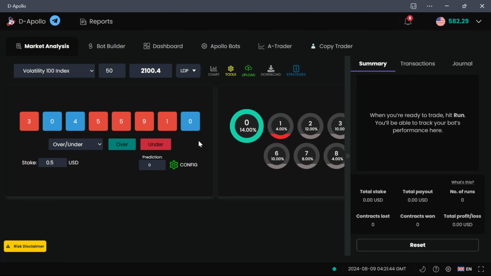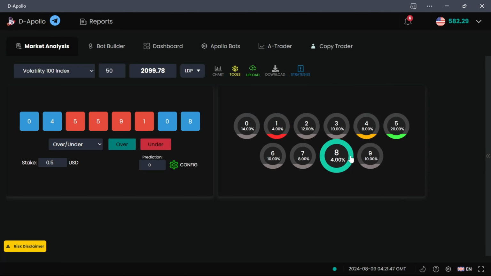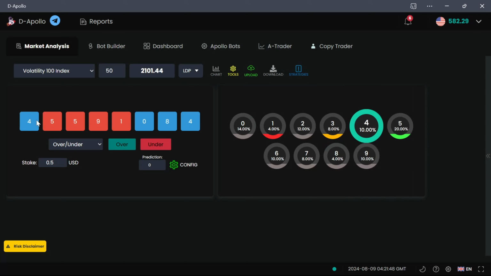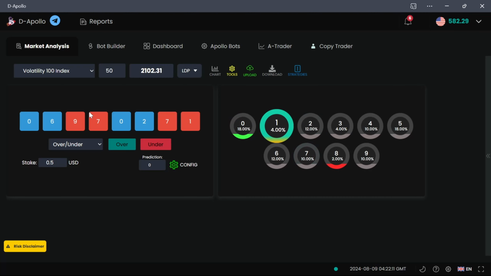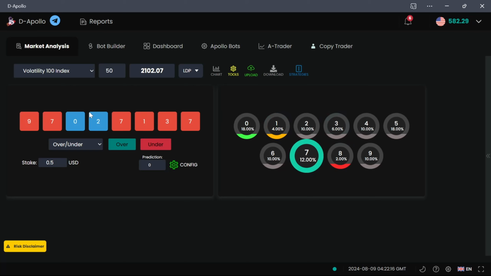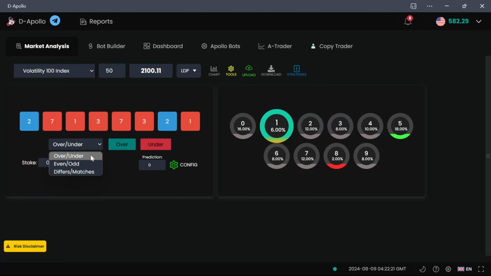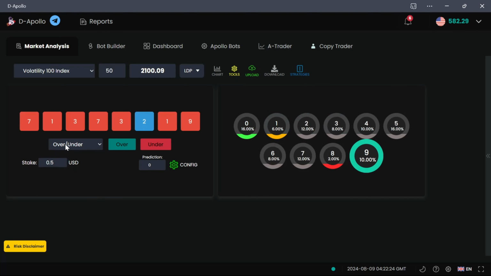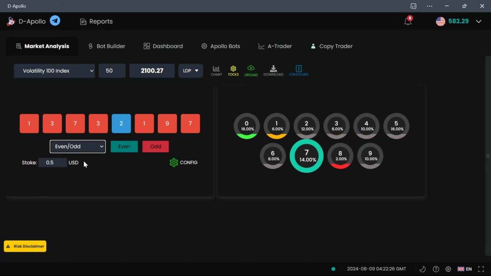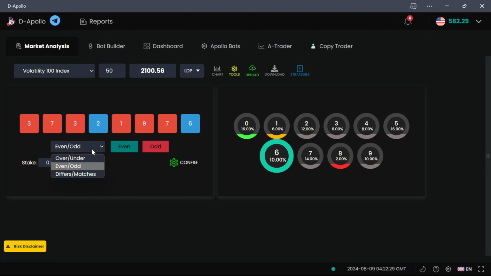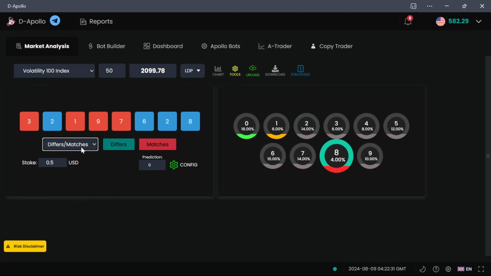With the LDP tool, as you can see, it's all about digits. We have the red showing you odd numbers and the blue showing you even numbers. First and foremost, when you come to the LDP, you are enabled to trade contracts like over under and differs and matches. You can trade manually. The LDP is not for auto trading, it's for trading manually.